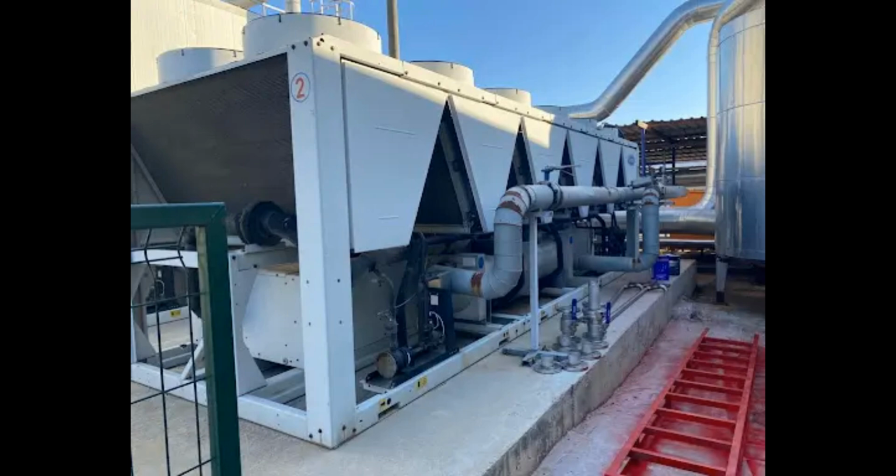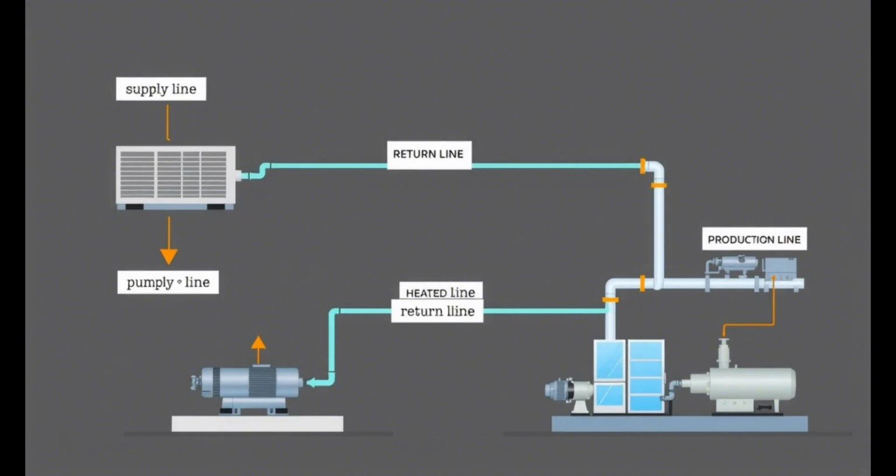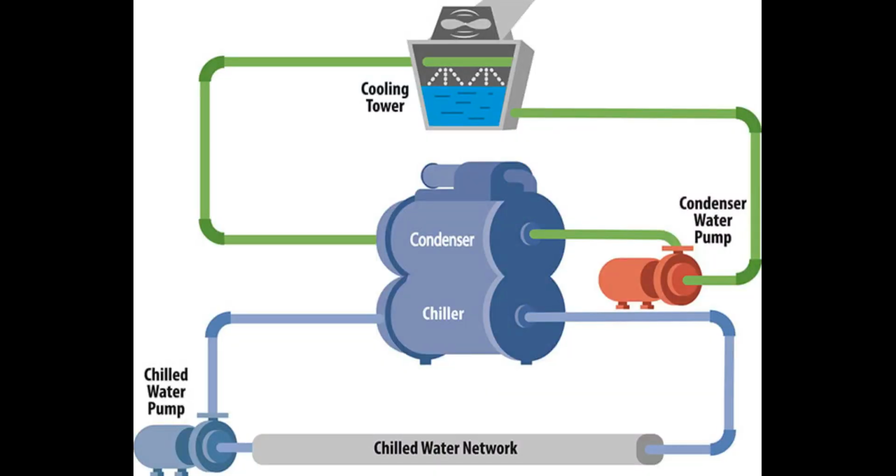Now, let's explain in detail how the water cooling system works using a chiller in production lines. The system consists of three main components: the chiller, responsible for cooling the water; the pump group, used to circulate water through the system; the production line, where the cold water is used and heat is generated during industrial processes. System operation steps.